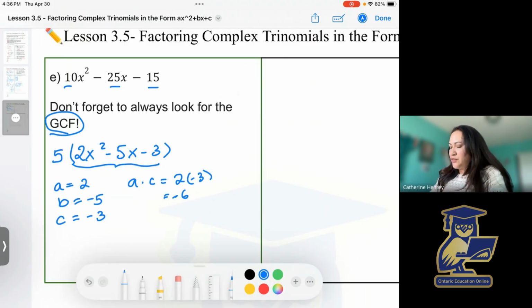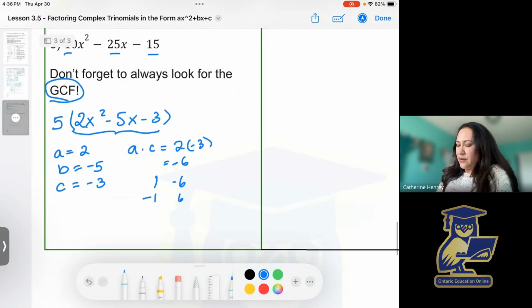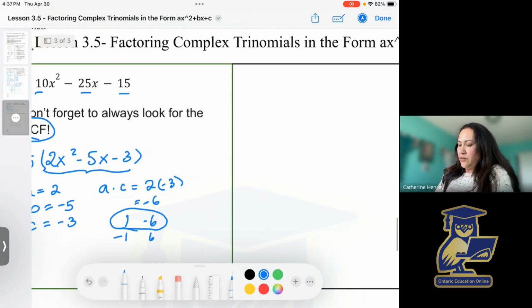And we list the factors of negative 6 and see which ones add to give you negative 5. So we can have 1 and negative 6, negative 1 and positive 6. And I think we've already found them right here, 1 and negative 6. And what we do is, again, we split the middle term. Oh, sorry. We shouldn't go back to that. We've been dealing with this one since we took the common factor out. So we still have the 5 on the outside.